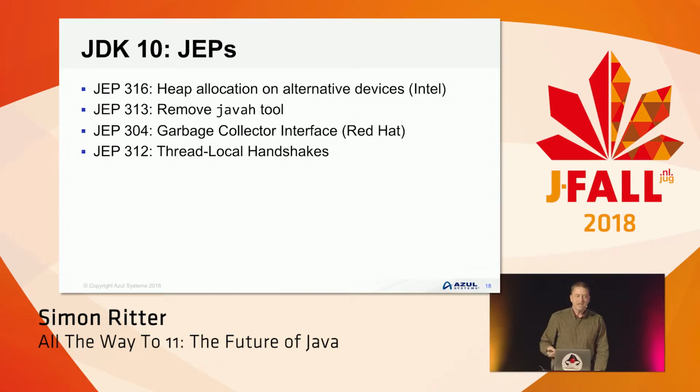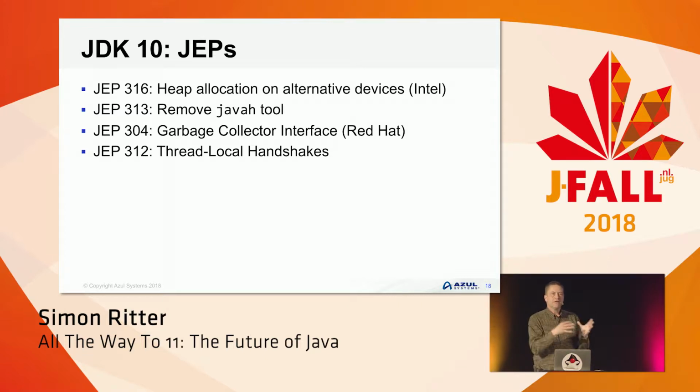Other things, heap allocation on alternate devices. This was contributed by Intel. This allows you to put your heap not just on DRAM, but you can also put it onto non-volatile RAM, because there's some of the Intel non-volatile RAM which will perform as well as DRAM. So now you can either put it on non-volatile RAM or on DRAM. The javah tool has gone away. That's been replaced by a -h option on javac, so it does the same thing.